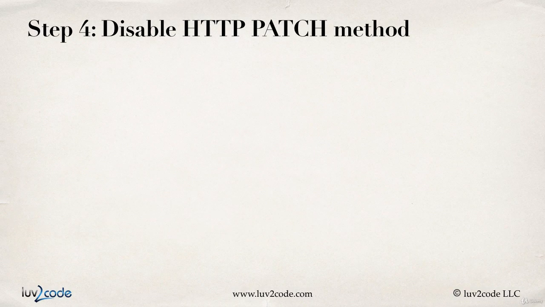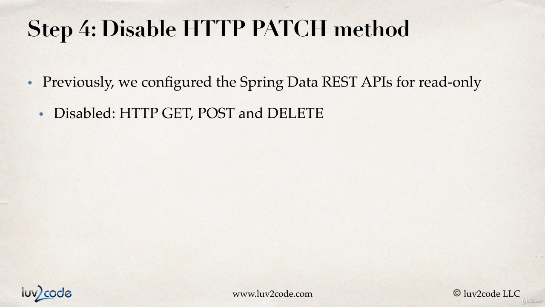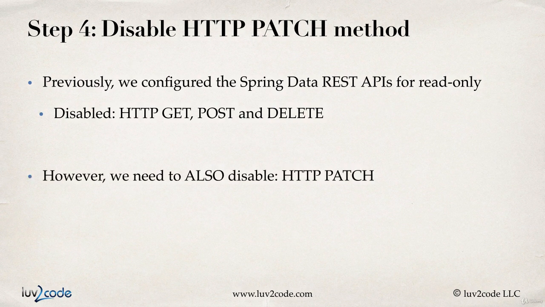In step 4, we're going to disable the HTTP patch method. Previously, we configured the Spring Data REST APIs for read-only, and we disabled get, post, and delete. However, we also need to disable the HTTP patch because someone could still patch data to those endpoints, and so it's an issue that we need to resolve.